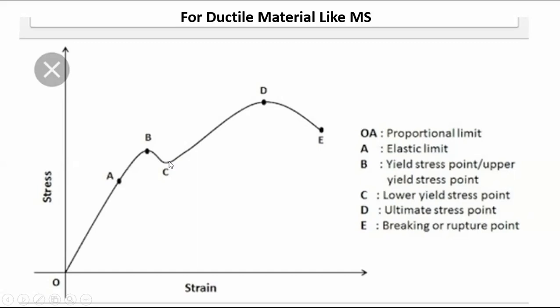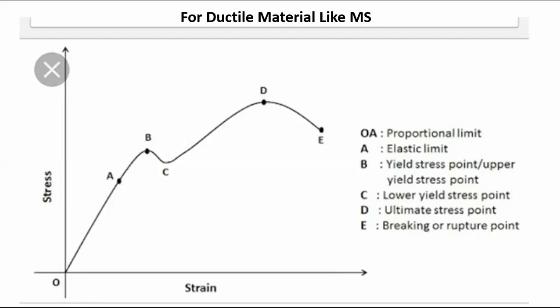If we go on increasing the load, there will be a plastic deformation. What is meant by plastic deformation? From this point C onwards, there will be a plastic deformation. And what is plastic deformation? That means once there is an elongation, the material will not regain its original shape and size.